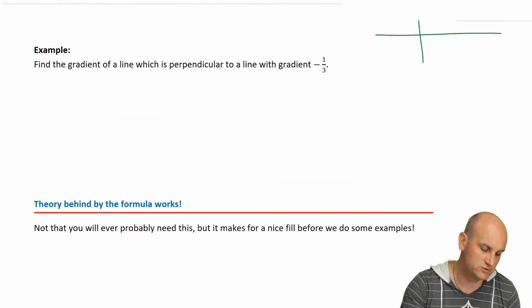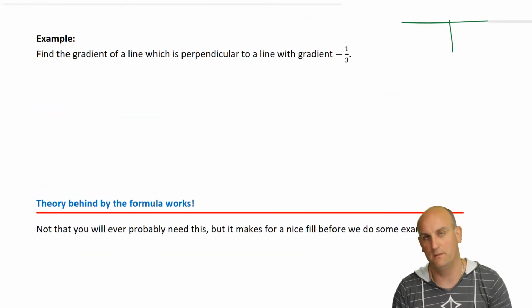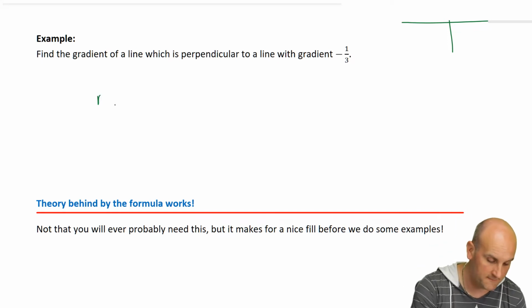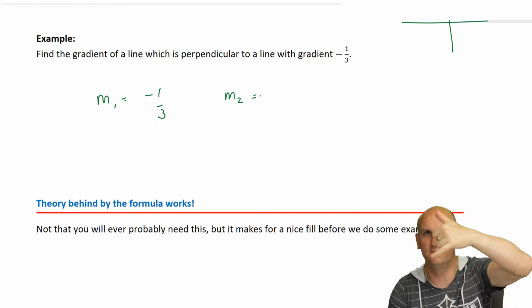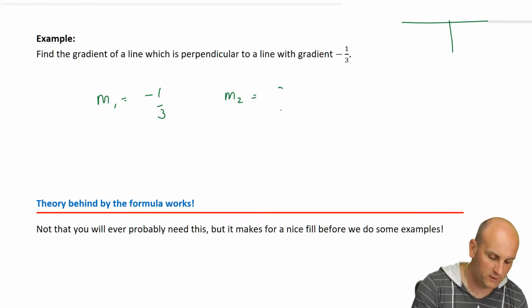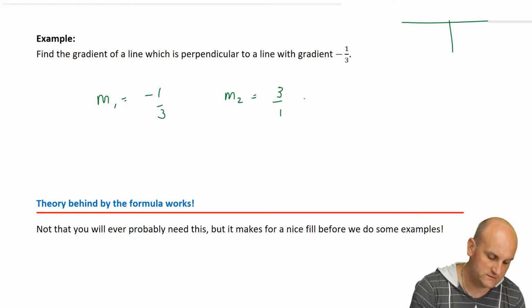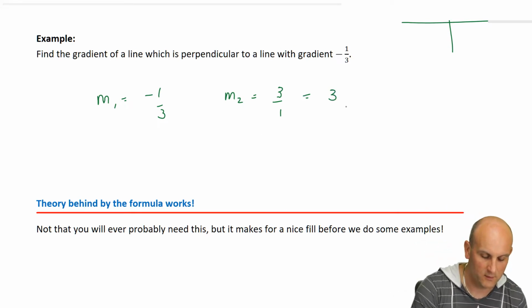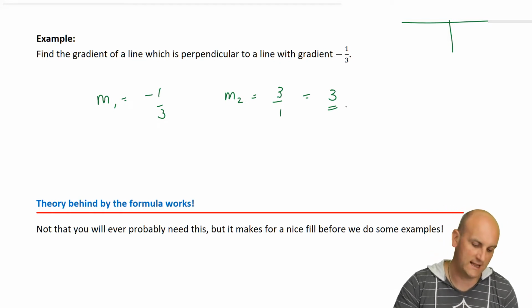Second example, just to drive this one home: find the gradient of a line which is perpendicular to a line with gradient -1/3. So once again, m1 is equal to -1/3. So m2 becomes equal to, take the original fraction and flip it, so that becomes 3 on 1. It was a minus, make it a plus, so I'll just leave it at that. And obviously, I wouldn't leave that as 3 over 1. I would write it as 3. And there we go. Nothing more complicated than that.